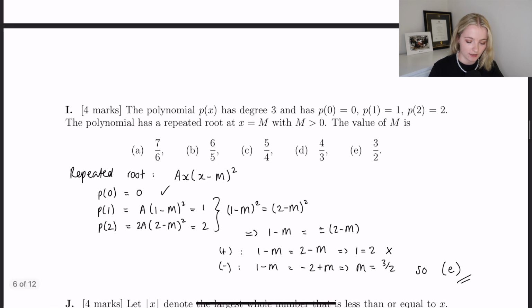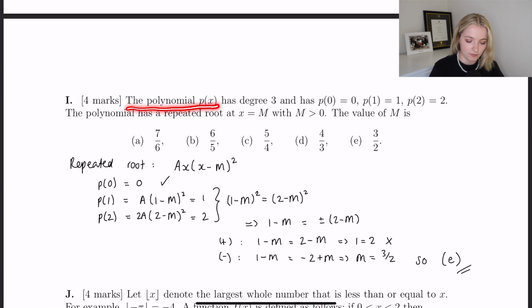So question I says that the polynomial p of x has degree 3 and that p of 0 is 0, p of 1 is 1, and p of 2 is 2. The polynomial has a repeated root at x equals m, with m greater than 0, and it says to deduce what the value of m is here. The first thing that stands out to me is that we have a repeated root at x equals m, so we're told that here.